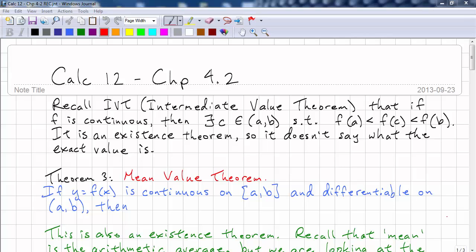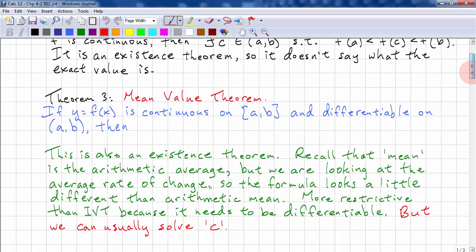This is Calculus 12, Chapter 4.2. Recall the intermediate value theorem: if f is continuous, then there exists a c between a and b such that f of a is less than f of c is less than f of b. It is an existence theorem, so it doesn't say what the exact value is. Which brings us to the mean value theorem.